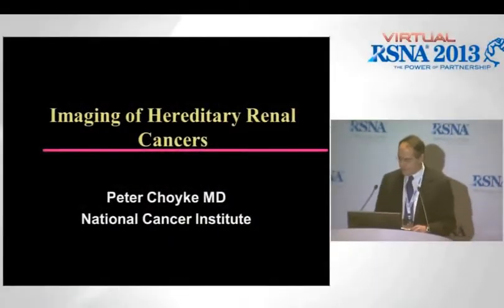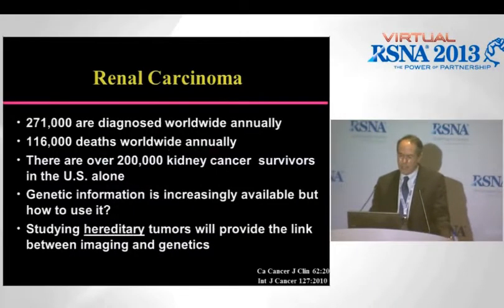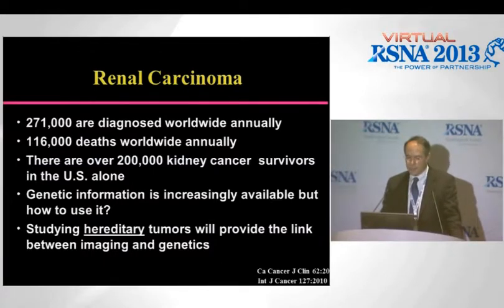Okay, so my name is Pete Choyke. I am going to lead off with imaging of hereditary renal cancers. And as background, renal carcinoma is a very common diagnosis worldwide. Over 271,000 worldwide diagnoses, 116,000 global deaths. In the United States, there are at least 200,000 kidney cancer survivors. So it's a major worldwide disease.